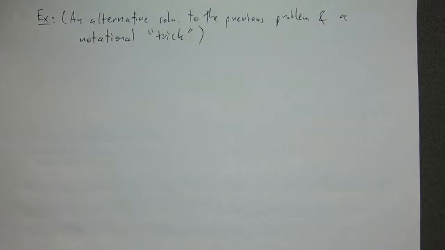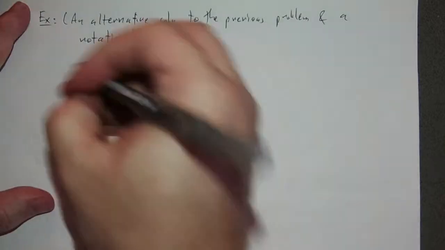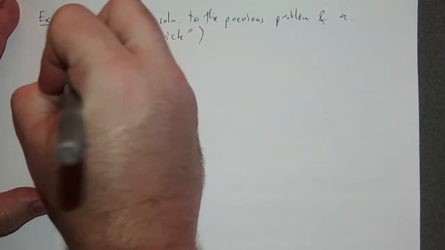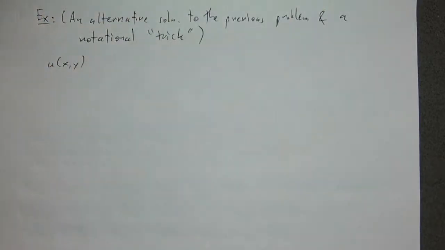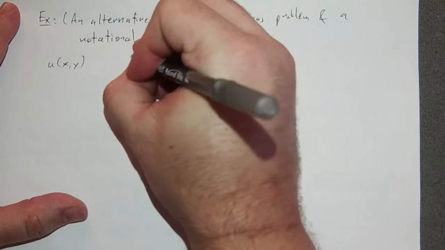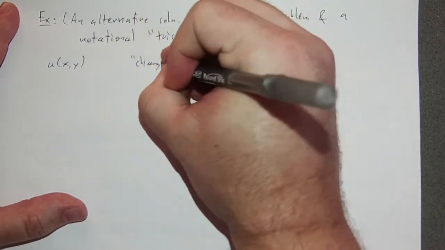So if we have a dependent variable or a function that depends on independent variables x and y, we denote it, of course, as u of xy. So it takes in an ordered pair of real numbers x and y and spits out a real number u of xy, right? So what if we want to do a change of variables? What if I want to do a change of variables?